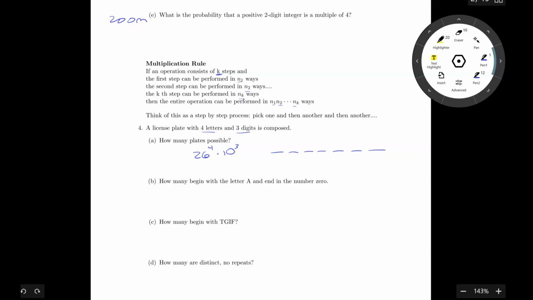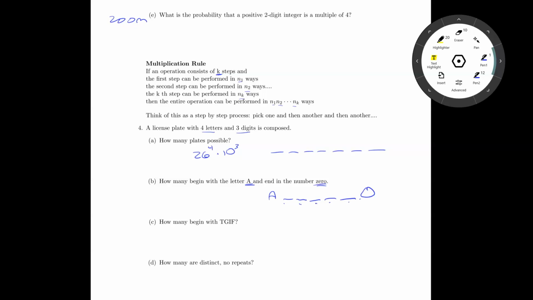A lot of times I'm going to draw these little spaces to figure out the choices I have for each of the spaces. Okay, so let's think about this one. So it begins with the letter A. So here begins with the letter A, and then 2, 3, 4, 5, 6. The last one ends with the number 0. So I don't have all the choices, right? I only have to pick these 5.